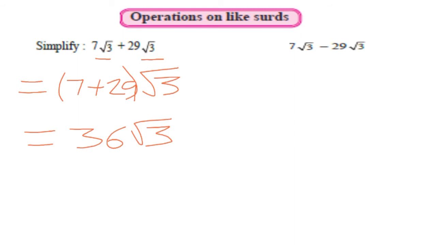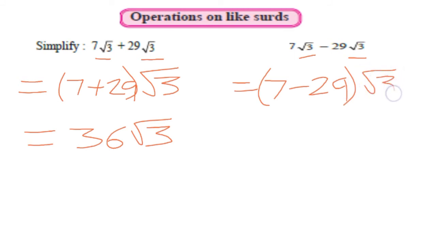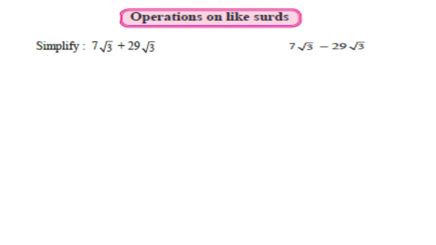Second example, here also root 3 is common. 7 minus 29, common root 3. 29 is biggest number. 29 minus 7 is 22. Sign of biggest number is minus, that's why minus sign, root 3. This is the operation on like surds.